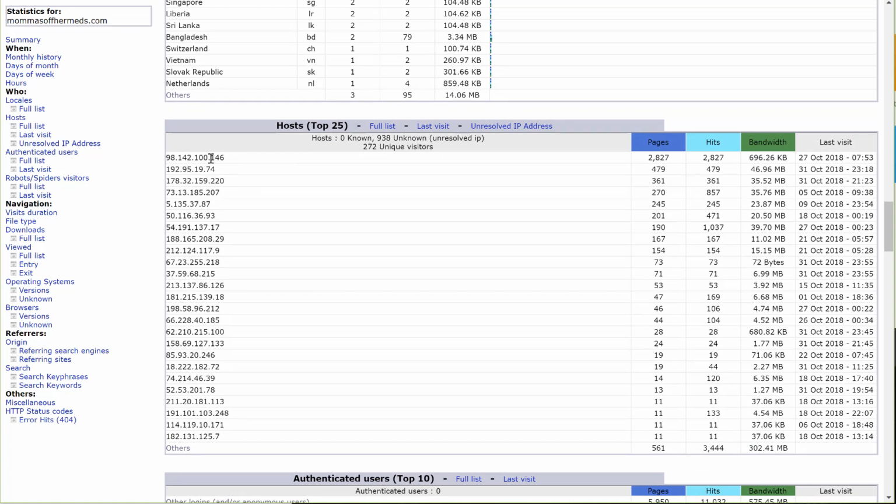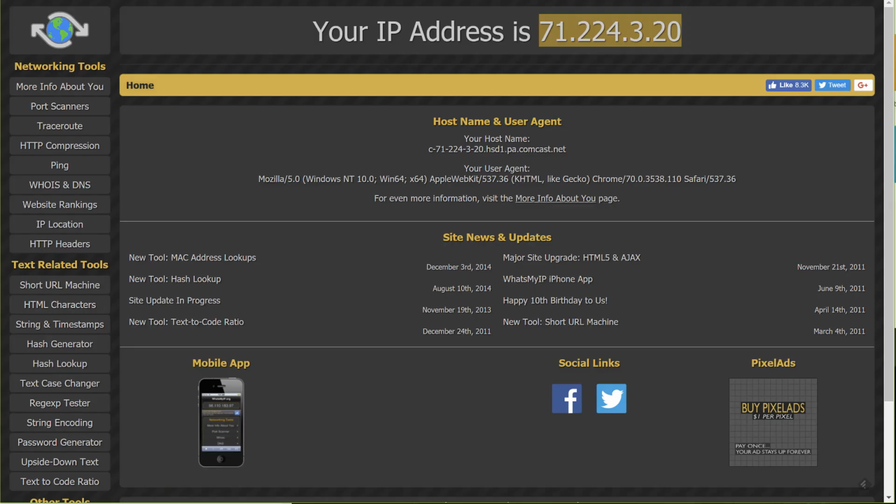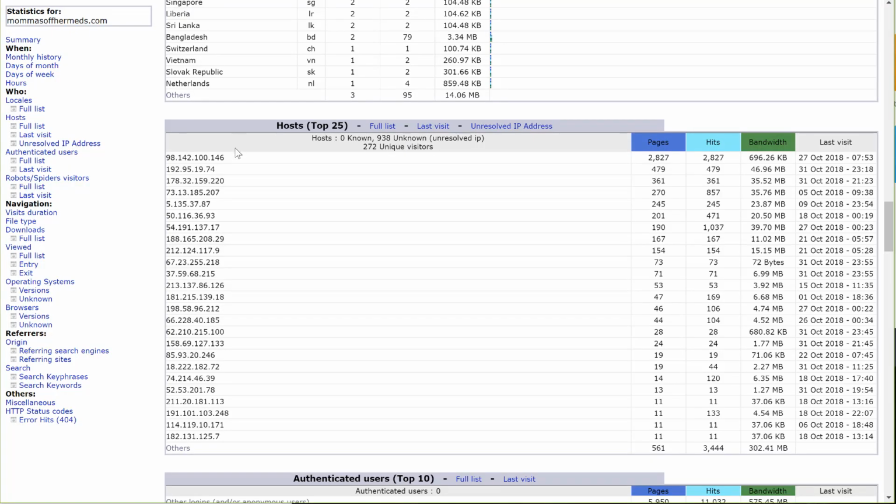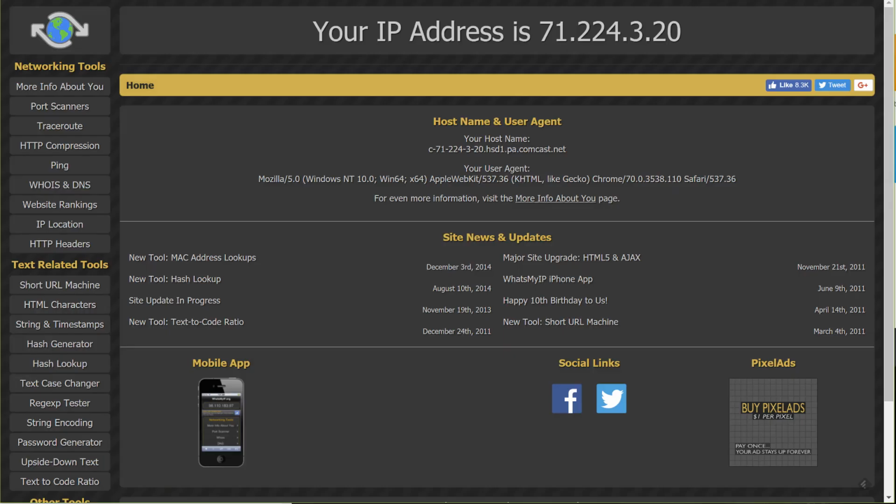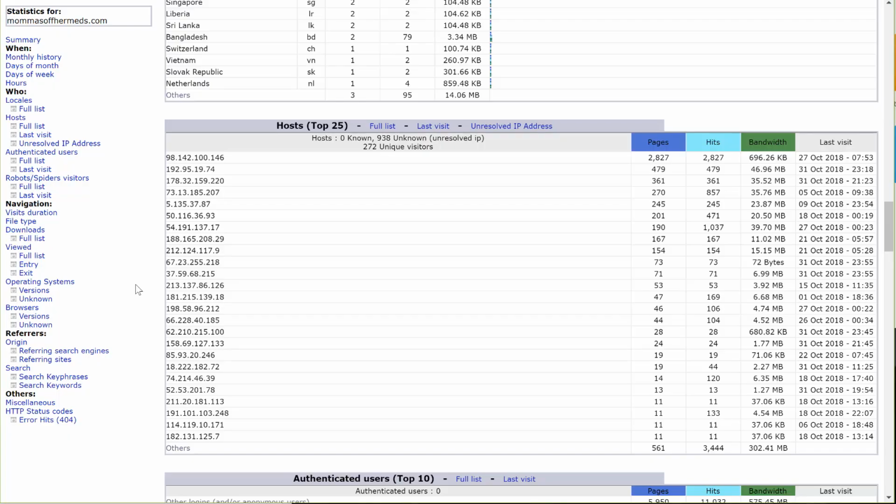So these are the top hosts. If you are interested in knowing what these are, usually it's your own top one. If you go to whatsmyip.org, it will tell you what your IP address is, and it's not this. I don't know what's my IP. 71224. So I'm not even in the top 25, and it doesn't matter.